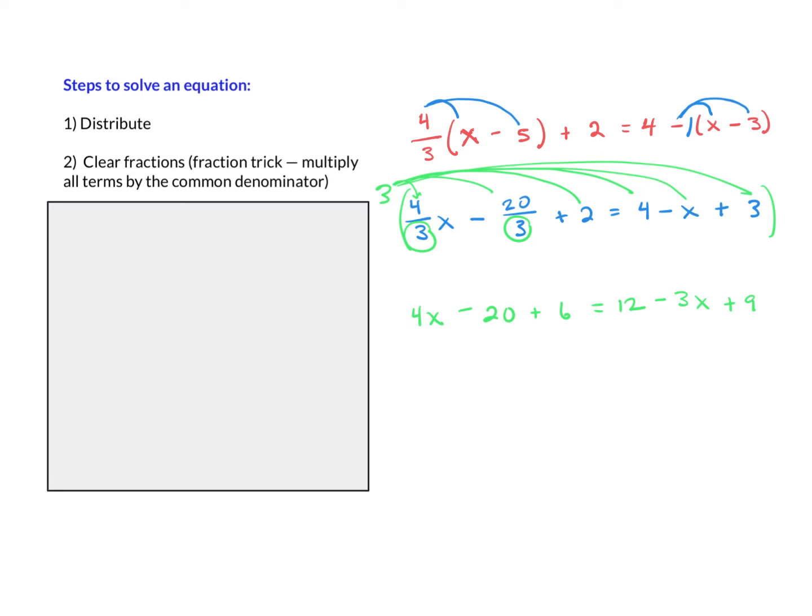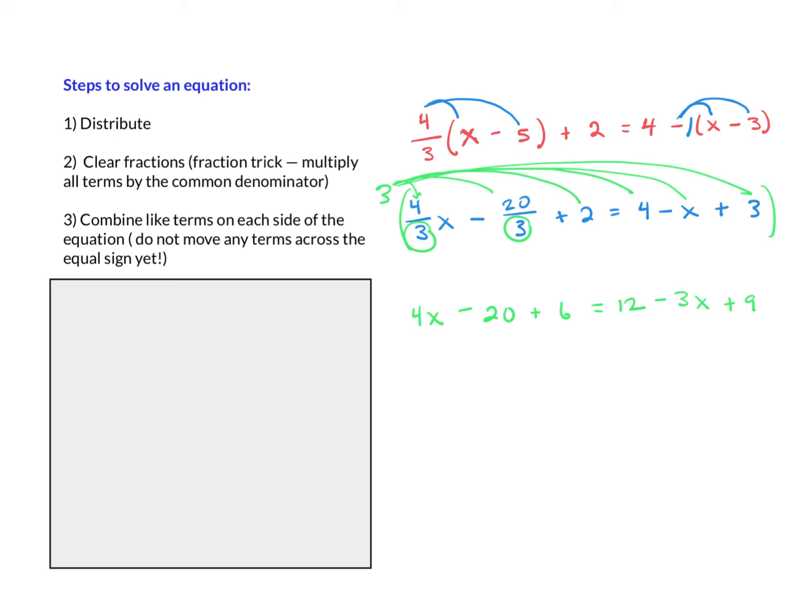Our third step is we are going to combine like terms on each side of the equal sign. We're not going to move any terms across the equal sign yet. So just consider this as a barrier. We're not crossing the equal sign until we get to that step. So as I look at the left side, we have a 4x minus 20 plus 6. So this -20 and this +6 are like terms. I don't have a like term with the 4x, so that's just going to stay as a 4x. And then I just do the math. What is -20 plus 6?